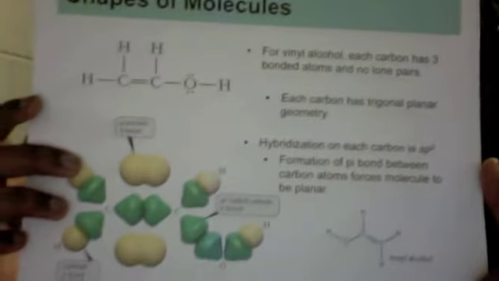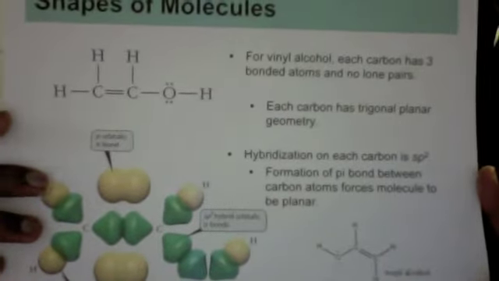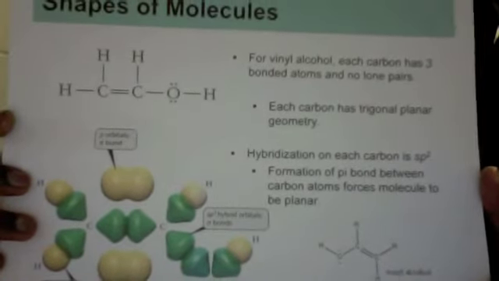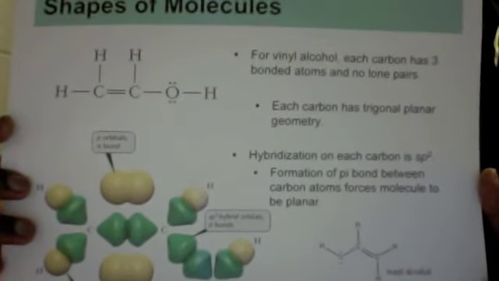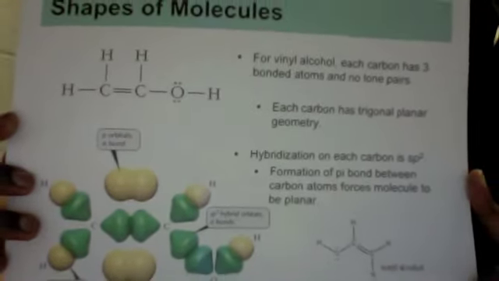So here's again looking at that for larger molecules. For vinyl alcohol, each carbon has 3 bonded atoms and no lone pairs. Each carbon has trigonal planar geometry. Hybridization of each carbon is sp2. Formation of pi bonds between carbon atoms forces the molecule to be planar.